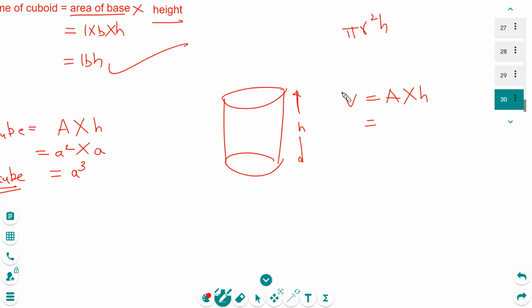भैया, क्योंकि एरिया ऑफ सर्कल, क्योंकि बेस जो सर्कल है ना, तो एरिया ऑफ सर्कल होता है. एरिया ऑफ सर्कल क्या होता है? पाई आर स्क्वायर. तो पाई आर स्क्वायर टाइम्स एच क्या हो जाएगा? पाई आर स्क्वायर एच. So that is also there.